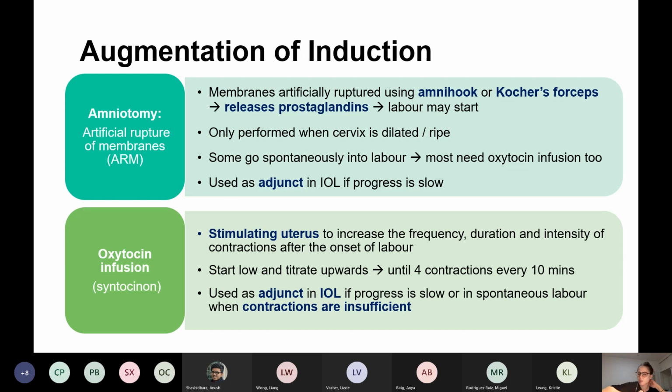And it's used as an adjunct to induction of labour if progress is slow, but you can also use it if a woman goes into spontaneous labour and her contractions are just not strong enough, or she's getting like 1 contraction every 10 minutes and she's been in labour for 4 or 5 hours, and you're like, this is not enough. So you might start it then to get things moving. Does that make sense?